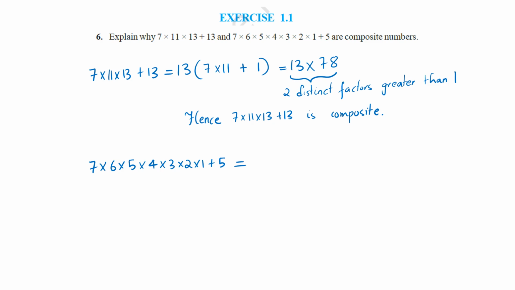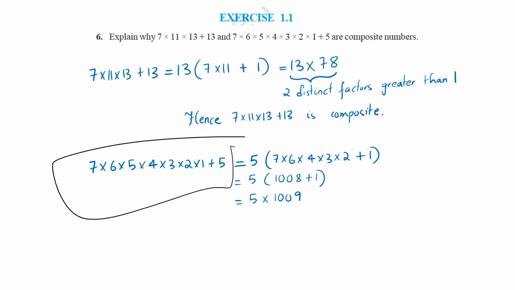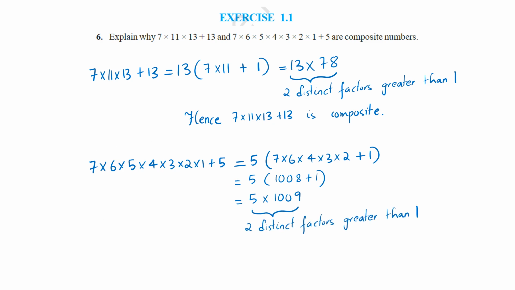Once again, 7 times 6 times 5 times 4 times 3 times 2 times 1 plus 5. If you look at these two terms, we have 5 common, so let's pull 5 out. Now let's write the product, that is 1008 plus 1, which is 5 times 1009. So whatever this number is, we have 2 distinct factors greater than 1, and of course the number itself. So it has more than 2 factors. Once again, this number is composite.